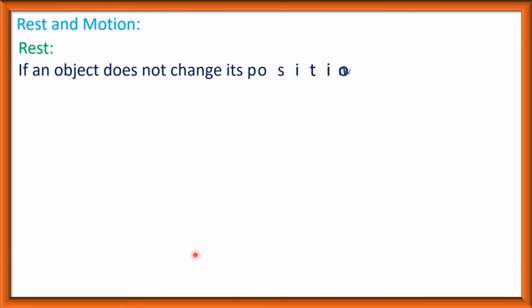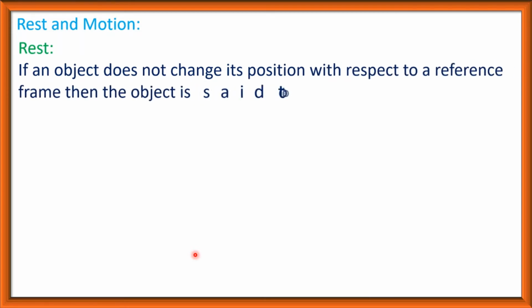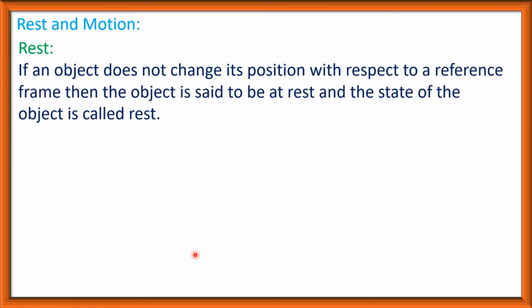Now rest. If an object does not change its position with respect to a reference frame, then the object is said to be at rest and the state of the object is called rest. That is, with respect to a reference frame, if the position of the object remains the same, then the object is said to be at rest and the state of the object is called rest.